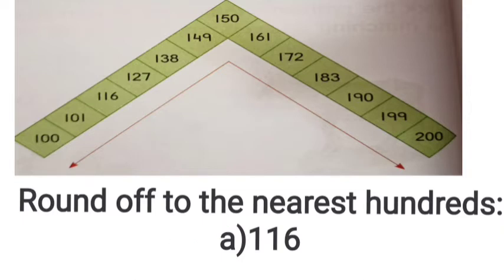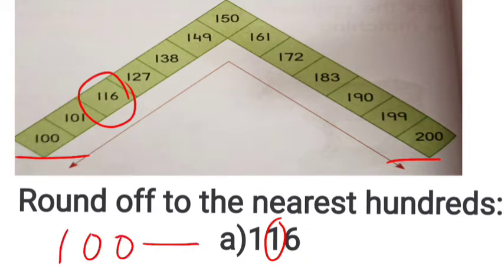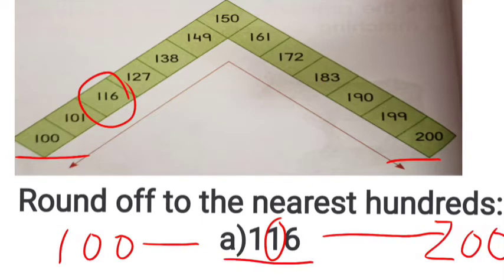So this number 116 comes between two numbers, 100 and 200, and it is closer to 100. So we can round this number to 100. We can also understand by looking at the tens place. If the tens place is less than 5, you always round down. When it is 5 or greater, you always round up. So in this 116, the digit in the tens place is 1, and 1 is less than 5.